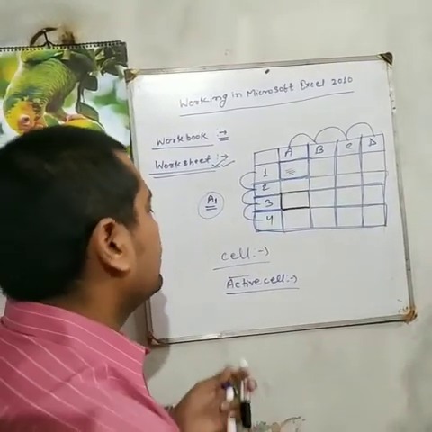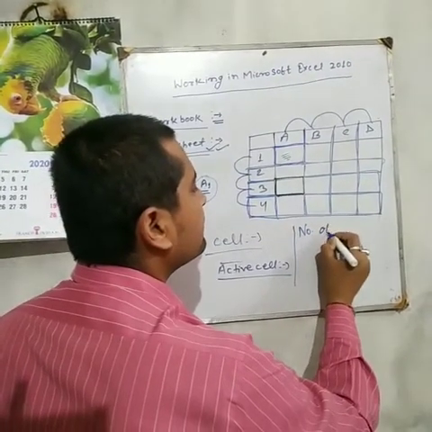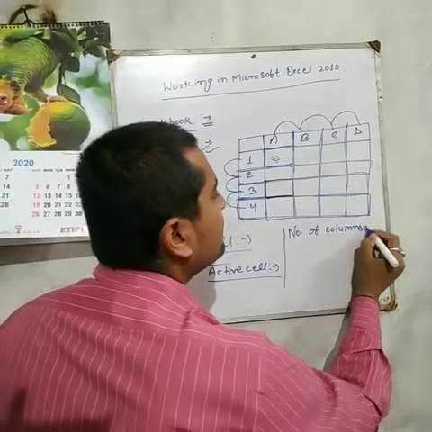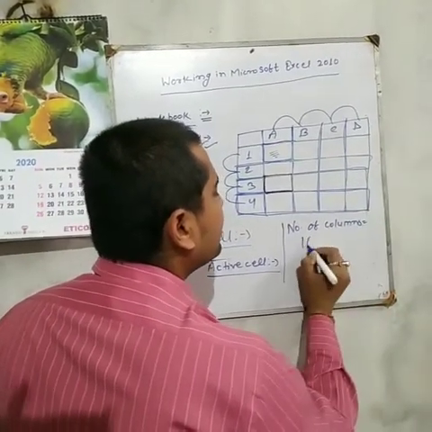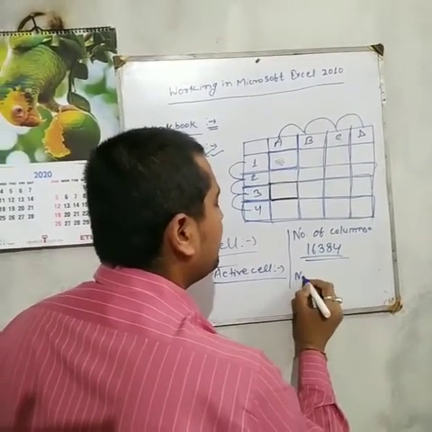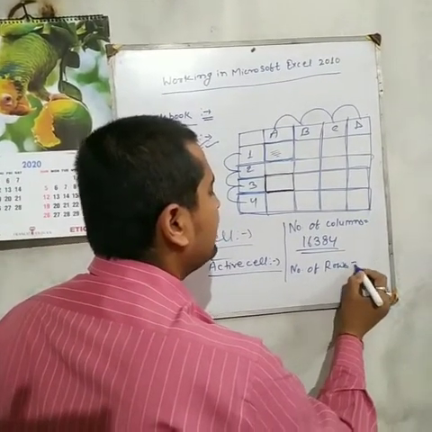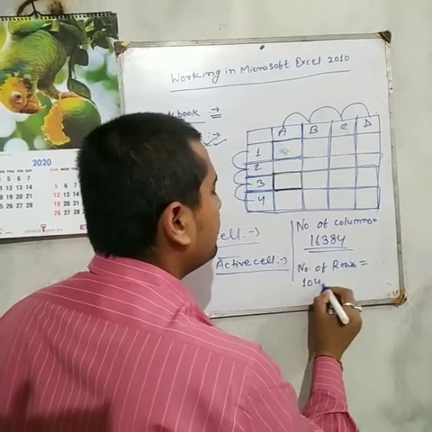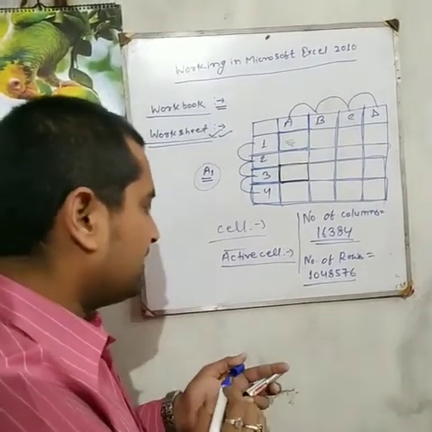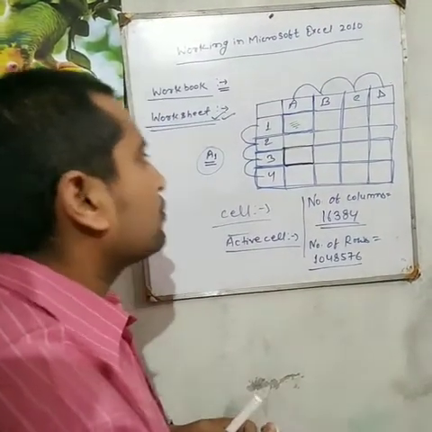Right? So in MS Excel, the number of columns is equal to 16,384 columns. The number of rows is equal to 10,48,576. That is the rows.